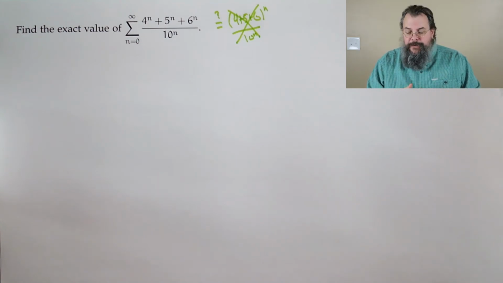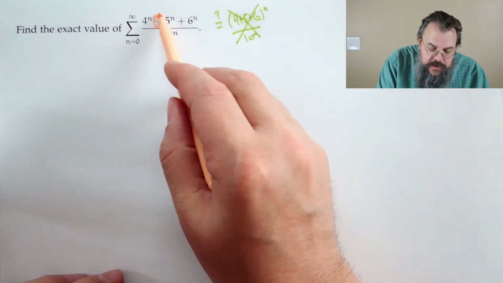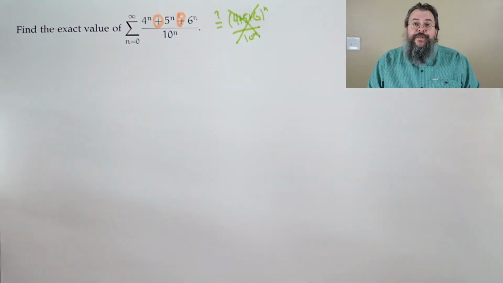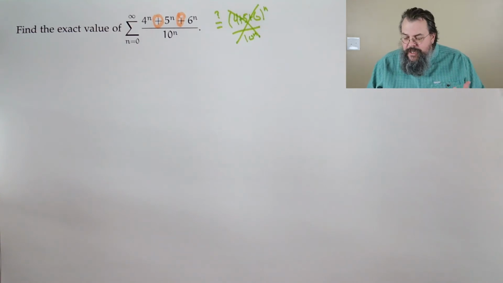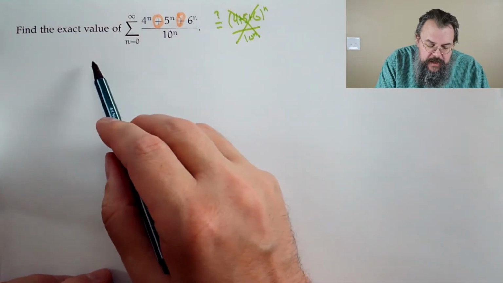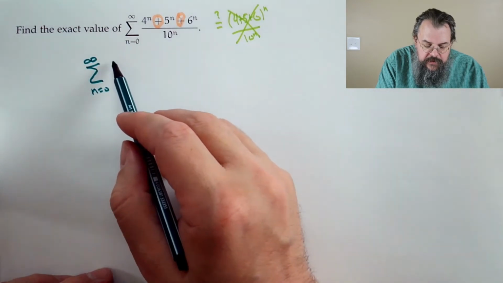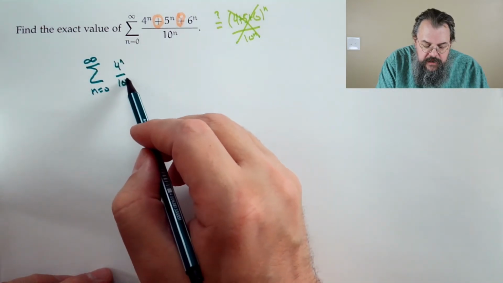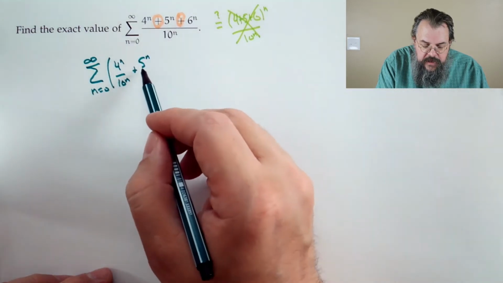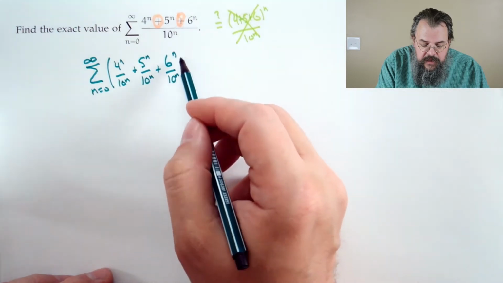So, what can we do? Well, we're going to make use of this really wonderful tool, and it's called addition. It's been a fantastic tool, especially as long as it's upstairs. Downstairs, terrible. But upstairs, good stuff. Now, what do we mean? Well, let's think of this as pieces. So the sum from 0 to infinity of 4 to the n over 10 to the n, and then 5 to the n over 10 to the n, and 6 to the n over 10 to the n.